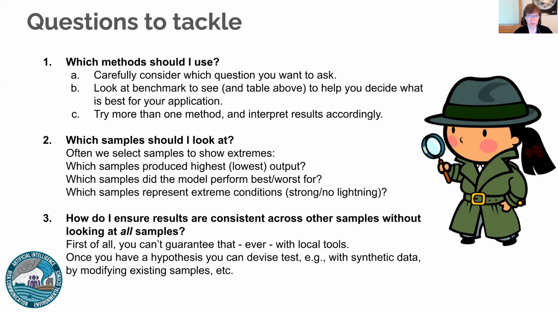Next question, how do I ensure results are consistent across other samples without looking at all samples? First of all, you can't guarantee that ever with local tools. And once you have hypotheses, you can devise a test, for example, using synthetic data. We actually do that a lot, by modifying existing samples, but again, it's still mainly hypotheses. Work with your domain scientists to see whether this makes sense. Try to come up with some tests to convince yourself and others that this is actually the strategy it's really using, that you didn't just see in a few examples and jump to a conclusion.